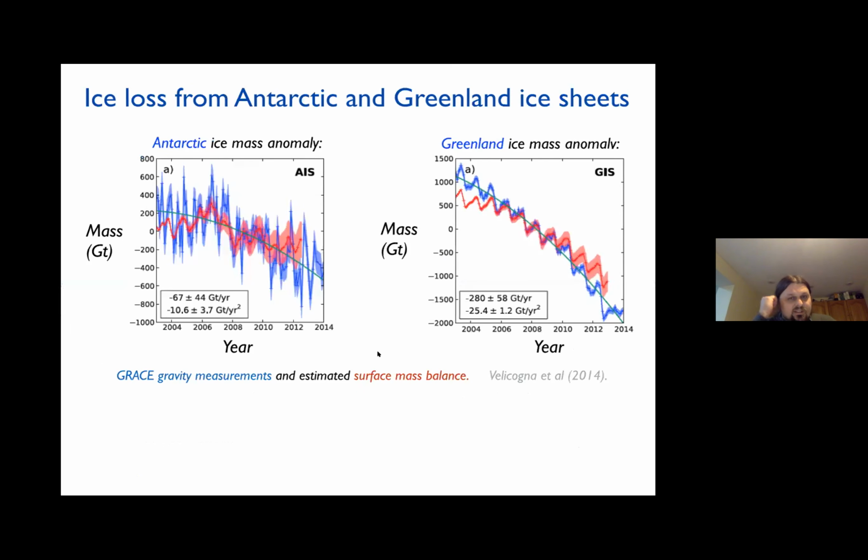So how has this mass balance been changing? By way of motivation, I'm just showing you some plots of measurements of how the mass of the Greenland ice sheet has changed over recent years. These come from clever satellite measurement technology. There's the GRACE satellite, or actually a pair of satellites.